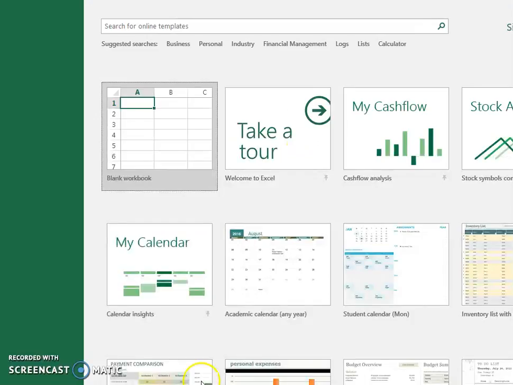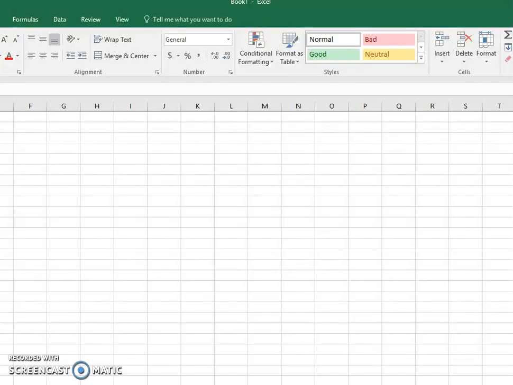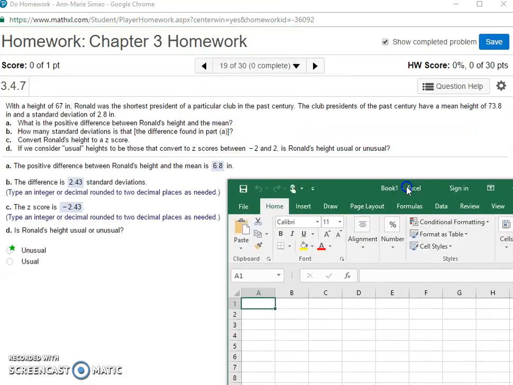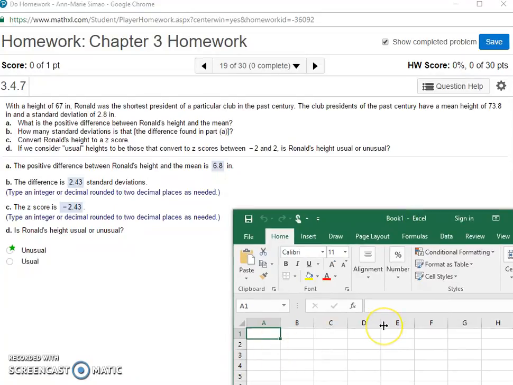So what you have to do here is open Excel or a calculator, either one works. We know that Ronald is 67 inches and the mean is 73.8 inches. Remember, they want to know what the positive difference is, so it's going to be the difference between the two. I'm going to do the value minus the mean because that's the numerator. But the absolute value of that is going to be a positive 6.8.